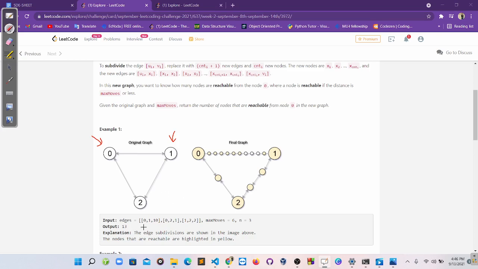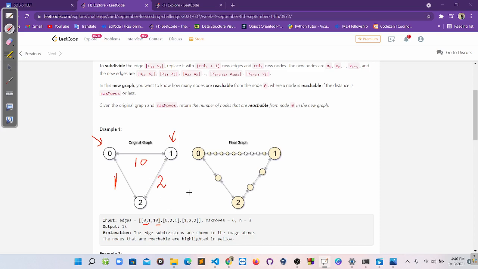So as you can see, 0 and 1 are the nodes, and the cost is 10. Similarly, 0 to 2 is an edge, and the cost is 1. Similarly, 1 to 2 is an edge, and the cost is 2. So what is the problem?